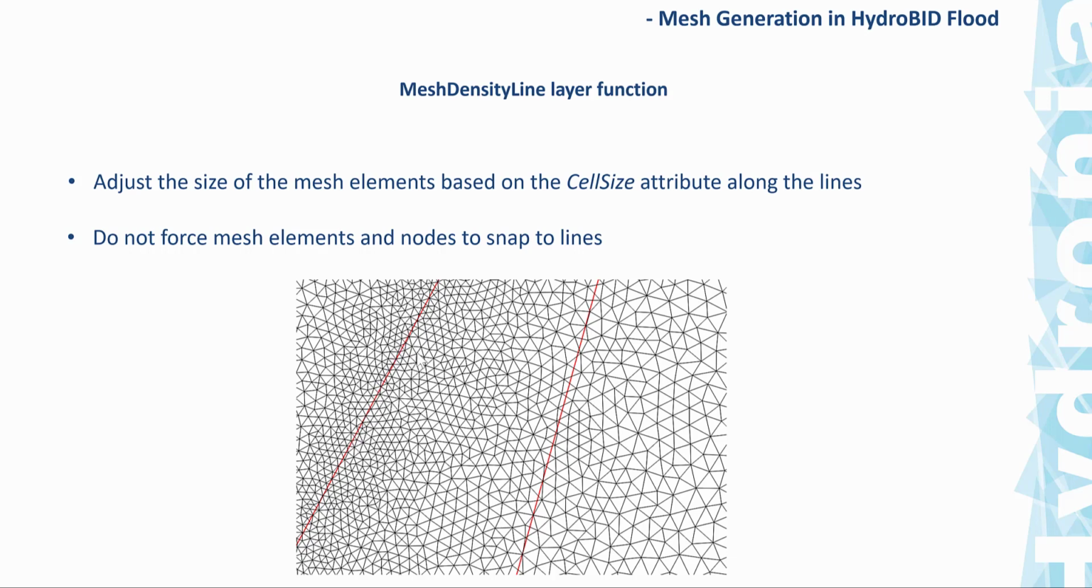So these are not what they call the strong lines. They are soft. They sometimes call them soft lines, and the reason they are called density is because they are used to increase or decrease the density of the mesh around them or along their alignment. But this is a very important characteristic: they do not force the mesh elements to align to it. So they are relatively flexible.